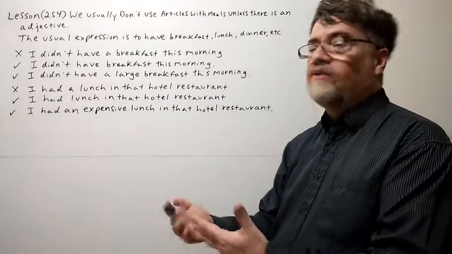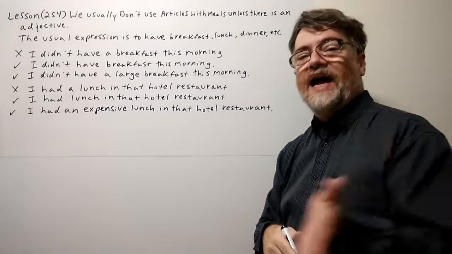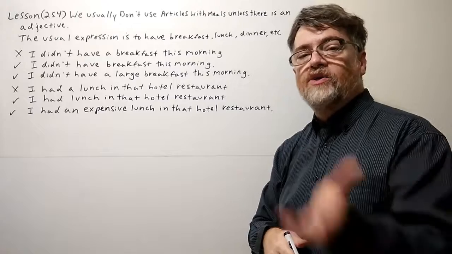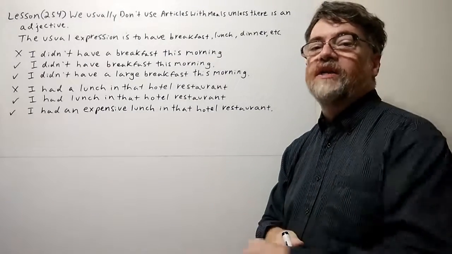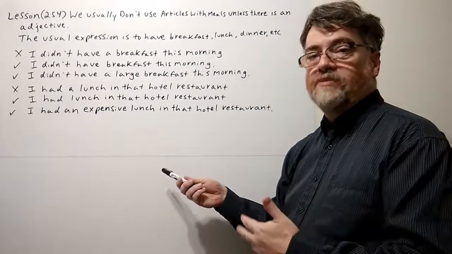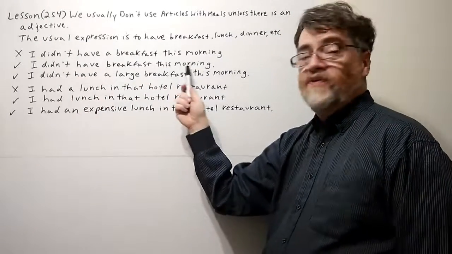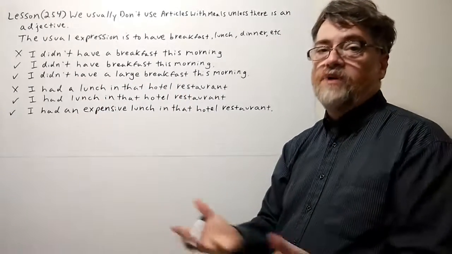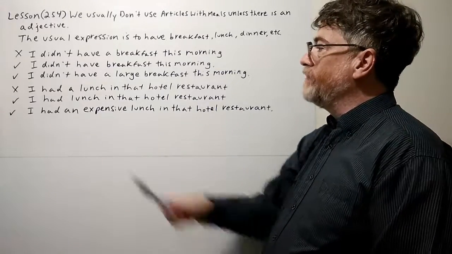But the reason we don't is because we usually use the regular phrase. Have breakfast, have lunch, have dinner is a regular phrase. So we don't have the article in between that. So let's see a couple examples with the check. These are correct. Of course, you would say, I didn't have breakfast this morning. So no article, no a, no an, no the.